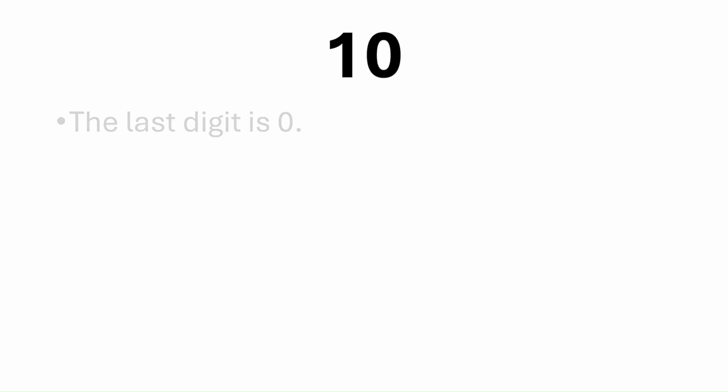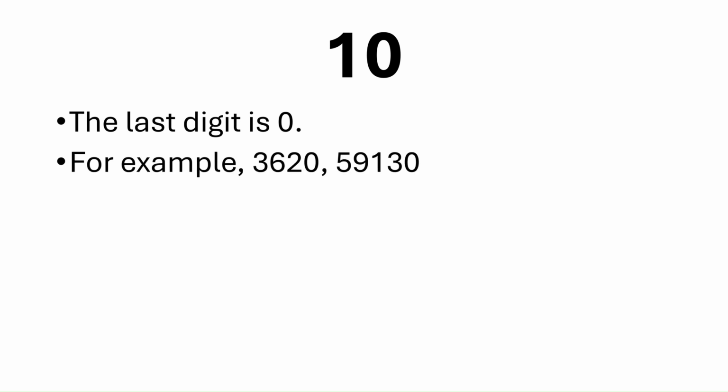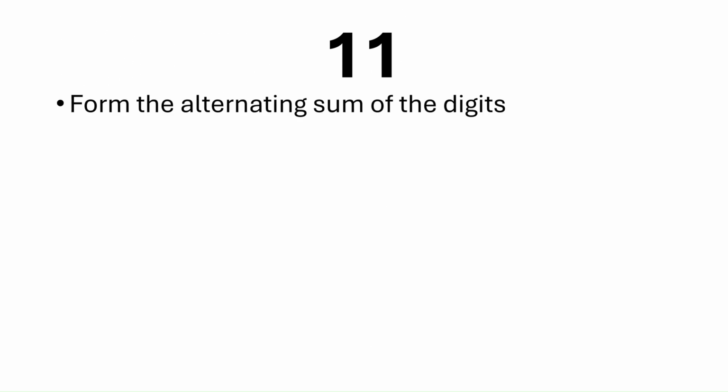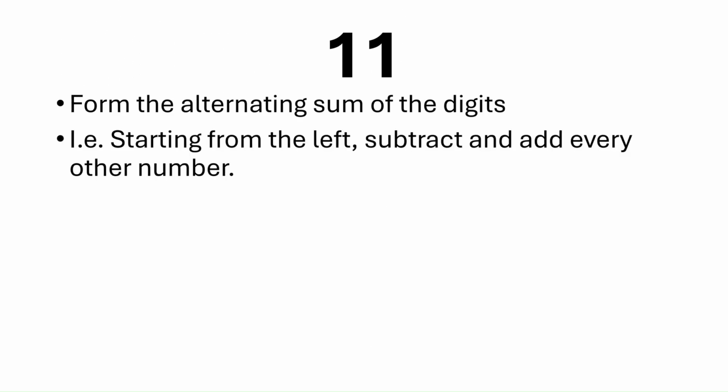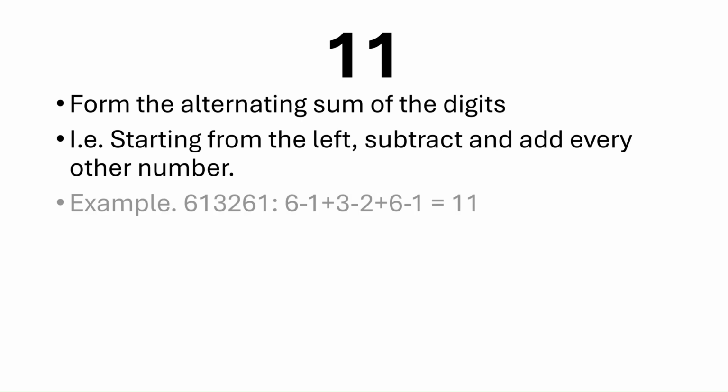10. The last digit is 0. For example, 3620, 59130. Alternatively, test for 2 and 5. 11. Form the alternating sum of the digits. That is, starting from the left, subtract and add every other number. The result should be a multiple of 11.